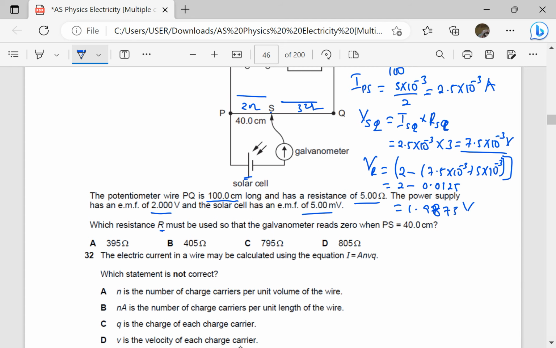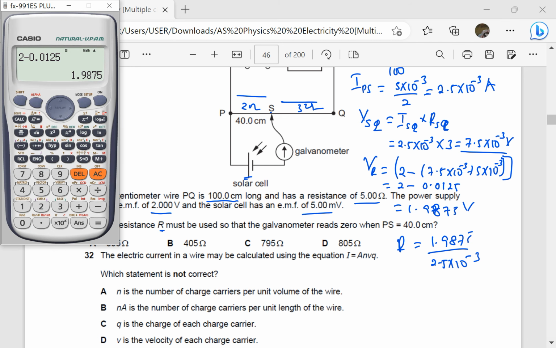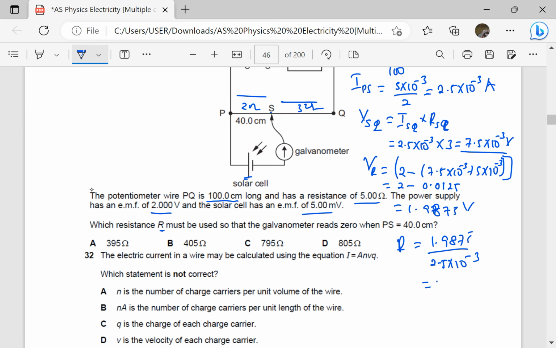Okay, let's now find the resistance. It is a long process, but the resistance is going to be 1.9875. Of course, the current will be the same, which is 2.5 times 10 power negative 3. So I'll say the answer divided by 2.5 times 10 power negative 3, which is 795. So R is 795 ohms, making the answer C.